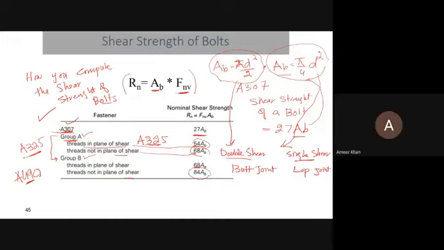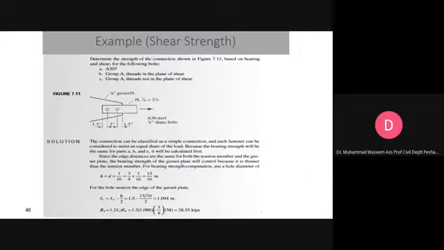Sir, these group A and group B, are they for A307 or not? They are different from A307. There are others too, but group A means mostly A325. A325 is representative of group A high strength bolts, and A490 is representative of group B. Okay, you just have to use this table. Now we have to go through this example. How much time is left?